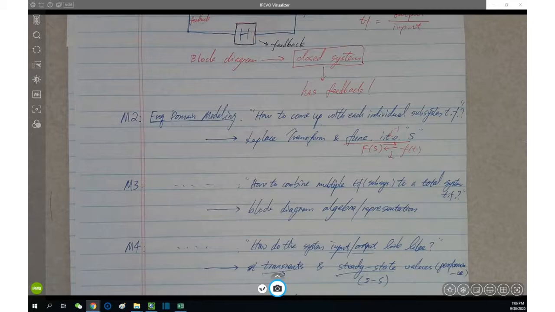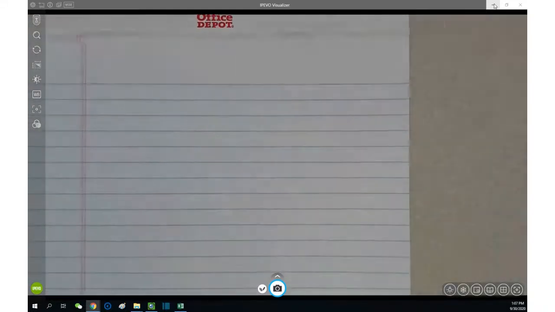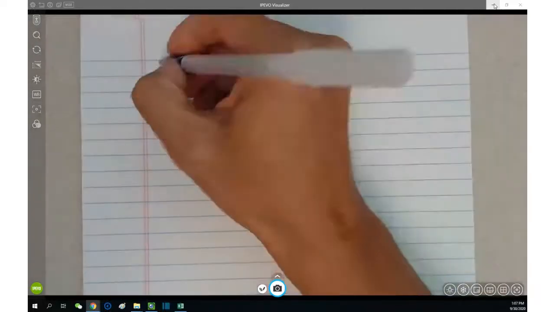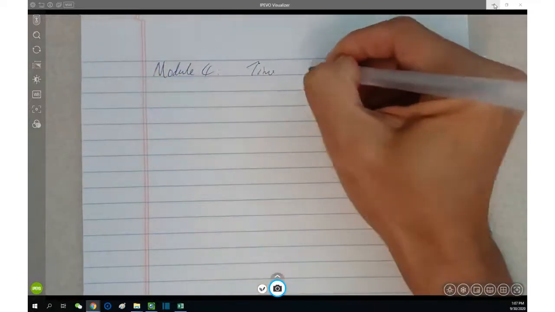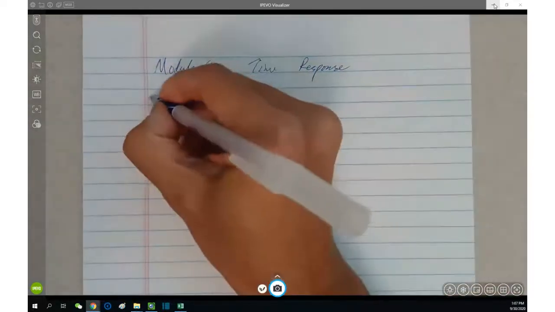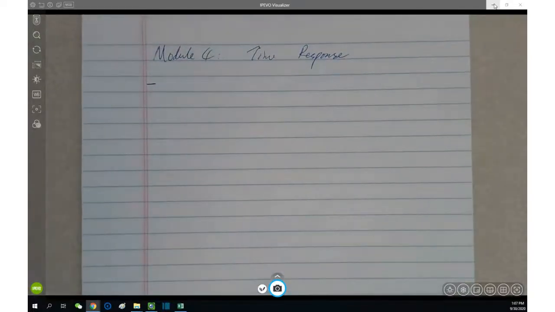Okay. So with these being said, let's go ahead to see the notes. As usual, we just write our notes under doc count. Module 4, time response. All right. First of all, we need to clarify some basic concepts. Some of them you know, some of them probably a little bit blurred.